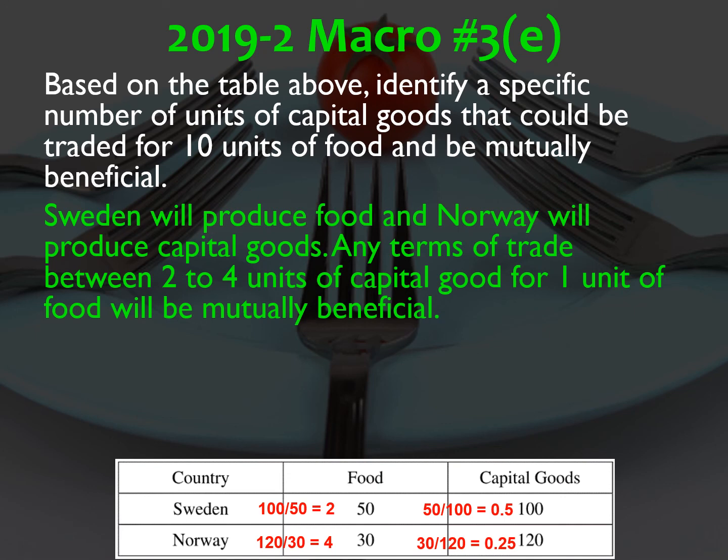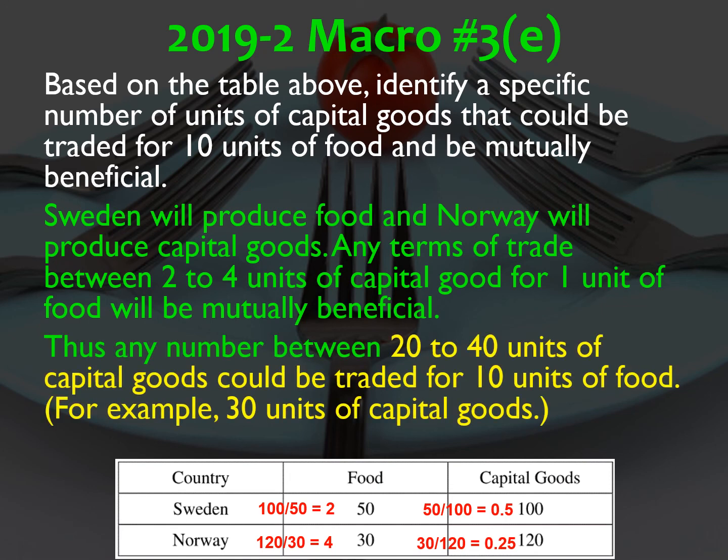Any terms of trade between 2 to 4 units of capital goods for 1 unit of food will be mutually beneficial. So that's any number from 20 to 40 capital goods could be traded for 10 units of food. So any number in that range would be fine. Anything from 21 to 39. So for example, 30 units of capital goods would have been a mutually beneficial exchange for 10 units of food.